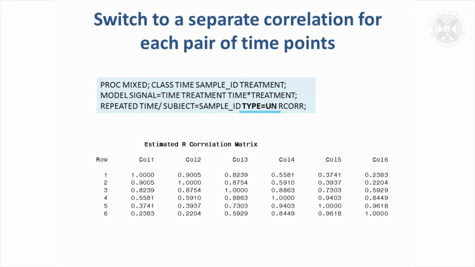So if we now, using this rcorr option, print out the estimated correlation matrix, you'll see that there are different correlations for each pair of time points. And you'll notice actually that these are decaying as the time points are more widely separated, the correlation is getting less. So between time point 1 and 6, the correlation is only 0.24, whereas between time point 1 and 2, it's 0.9. So it probably is quite important to allow for the fact that as time points are wider apart, the observations are less highly correlated.